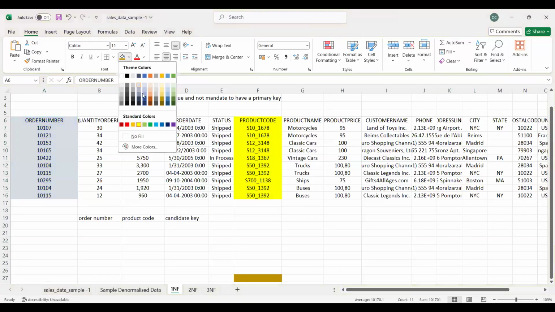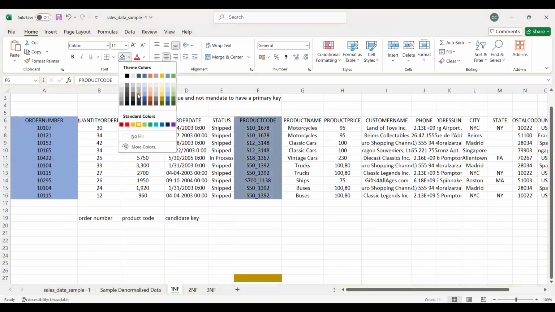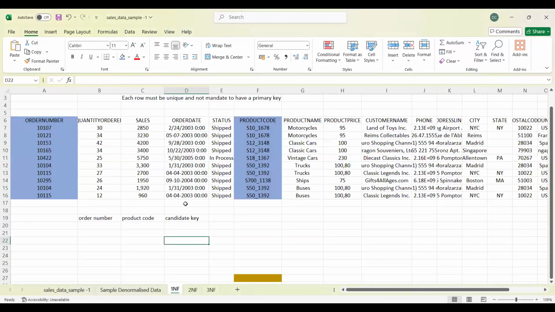Am I clear? Yes, ma'am. So these two columns I'm considering together as a candidate key. Order number and product code is my candidate key in this data.